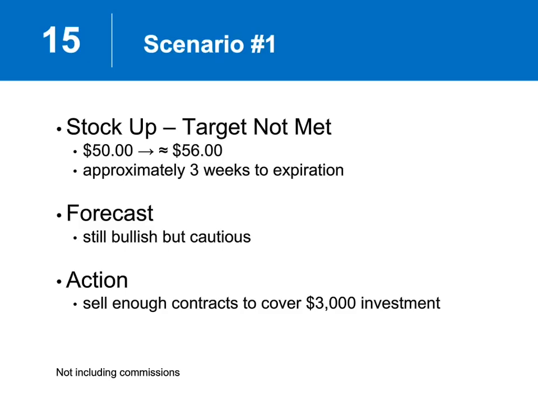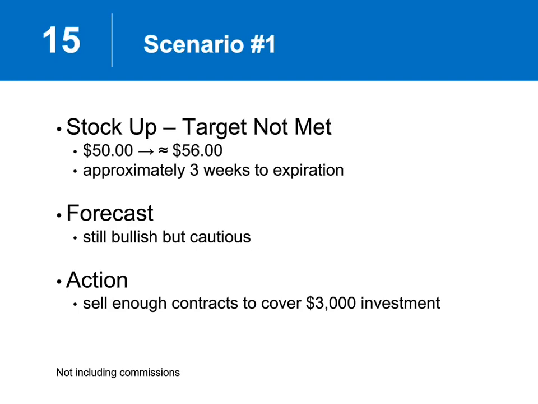So let's take a look at 5 different scenarios. Number 1, stock up, but the target not met. Our forecast, we're still bullish, but we're cautious. So what do we say? 60 days to expiration, we've got about 3 weeks left. So we want to make an adjustment. We don't want to just leave our $3,000 investment on the table. So we decide to sell enough contracts to recoup our $3,000.